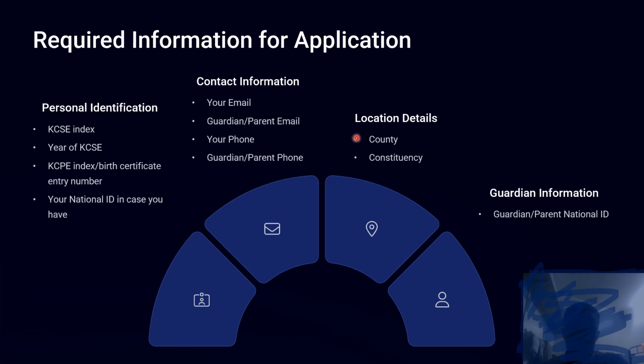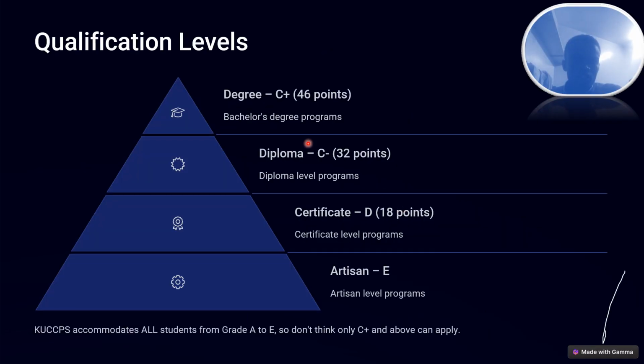Also, we have the location details. You'll have to fill in your county and constituency of birth. Then the guardian information, where you can also add the guardian or parent national ID. Also, you have qualification levels.